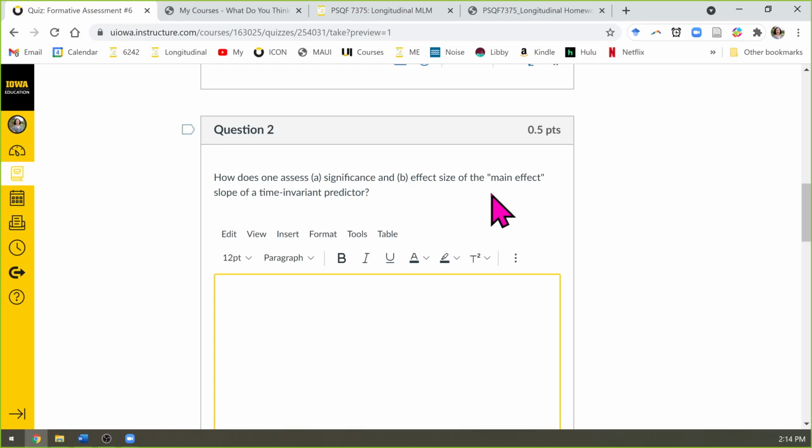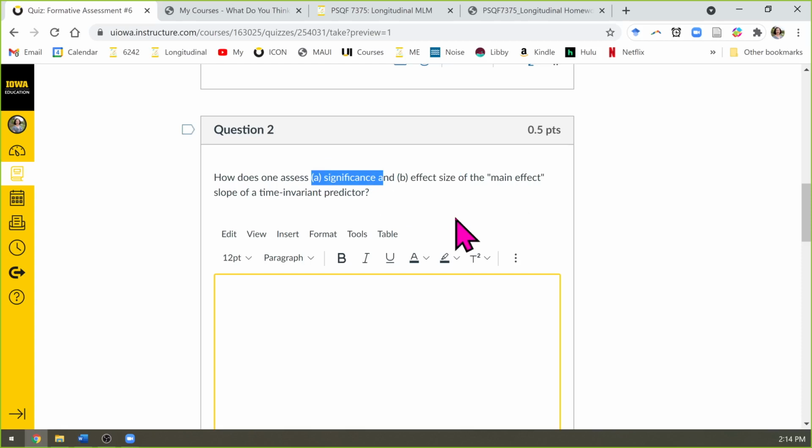So I apologize if that part wasn't clear. Based on your answers, I think some of you may not have understood where I was going with that. So effect size is the proportion of variance accounted for in the level 2 random intercept. That's what a main effect of a predictor is supposed to do. And then significance, this is a Wald test.